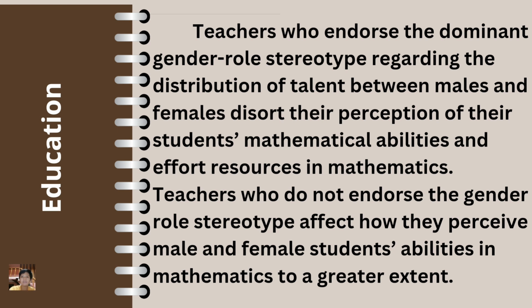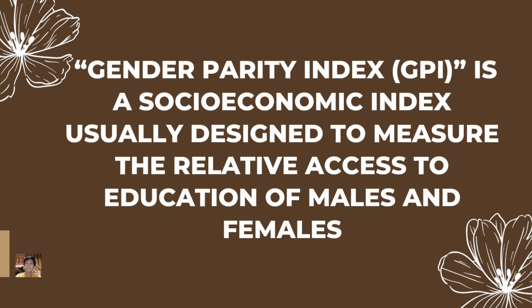Comparing male and female in the field of education can really affect us as individuals and might hinder our confidence to show up. Gender Parity Index or GPI. It is a socioeconomic index usually designed to measure the relative access to education of males and females. So this index is released by UNESCO. It is the simplest form and it is calculated by the quotient of the number of females by the number of males enrolled in a given stage of education, such as primary, secondary, and so on.